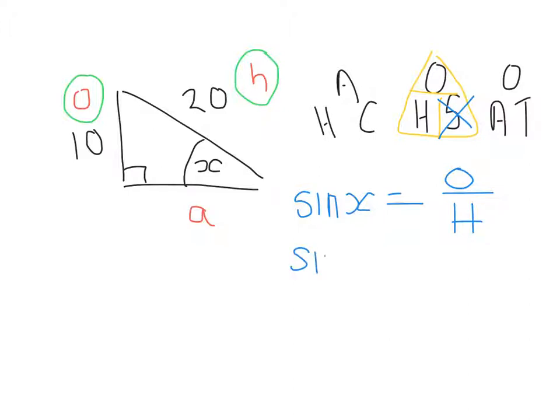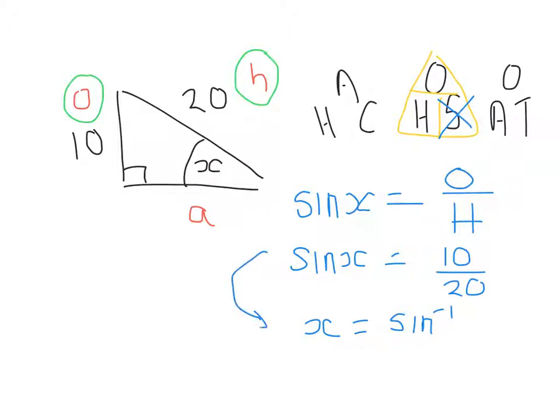So that means that sine of my angle is equal to opposite is 10 and hypotenuse is 20. Now I don't just want to know sine of my angle, I want to know what my angle is. So on my calculator I'm going to be putting sine inverse to get rid of this sine here of 10 over 20. If I do that now, inverse sine 10 divided by 20, and I get that x is equal to 30 degrees.